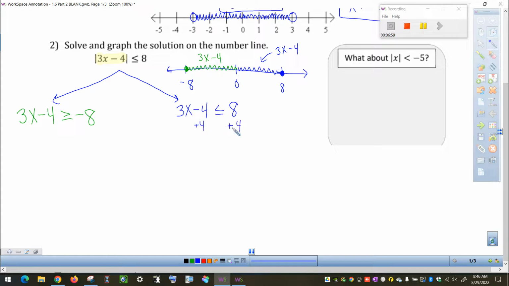So I'm going to go back here to this one here in blue, so I'm just going to start by adding 4 to both sides. And then we're going to divide both sides by 3. So that's one part of our solution here, that x needs to be a number less than or equal to 4.